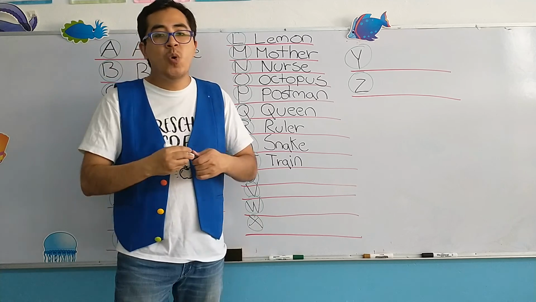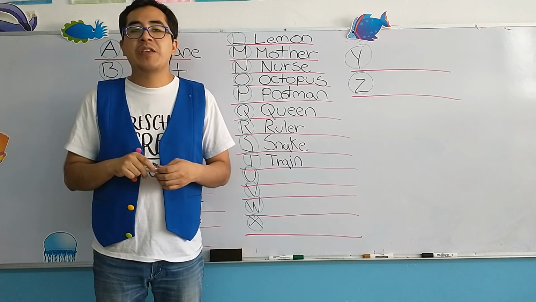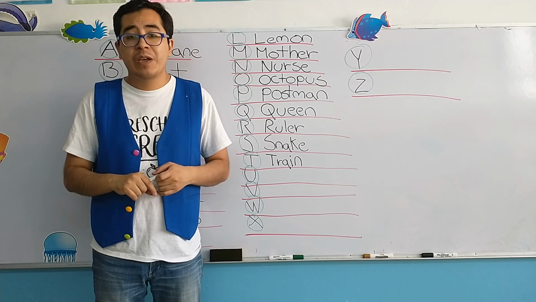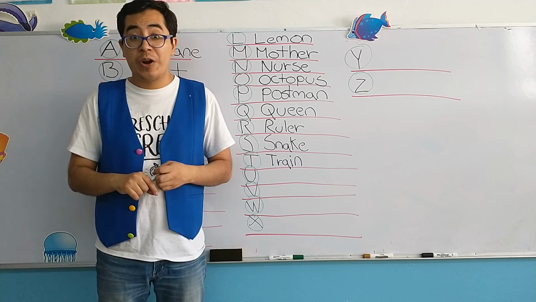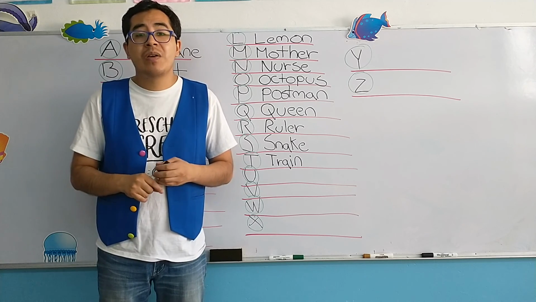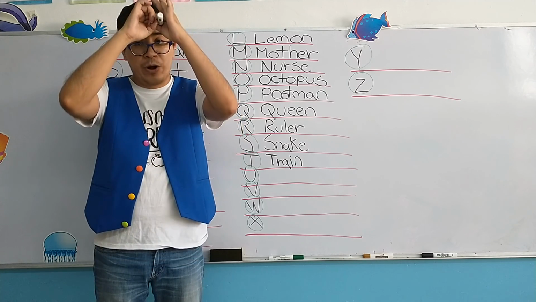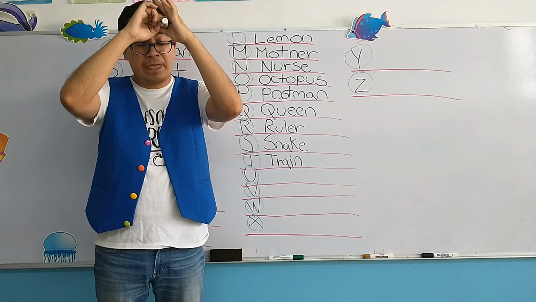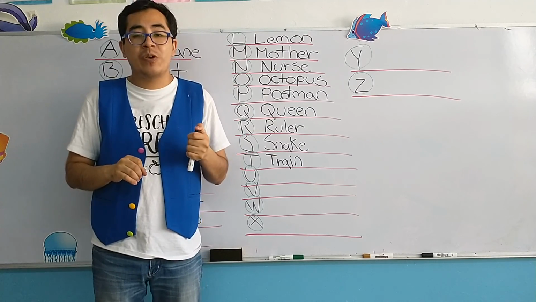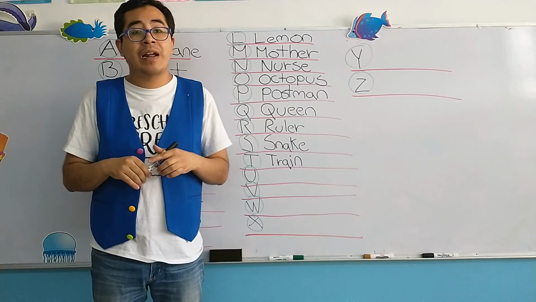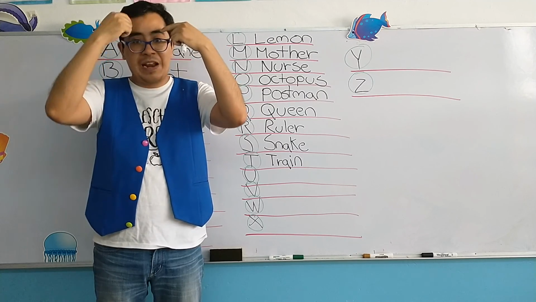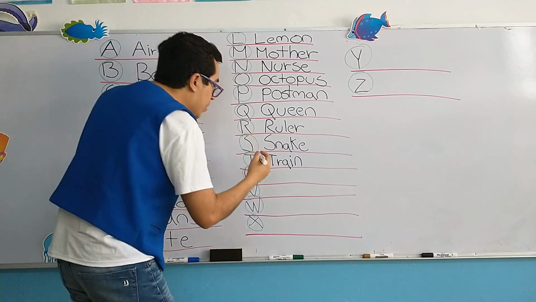For capital U, we have a very simple yet effective object called unicorn. Now remember, the unicorn is similar to a horse but has a horn glued to the forehead. Recuerden que el unicornio es similar al caballo, pero tiene un cuerno aquí en la frente. Unicorn.